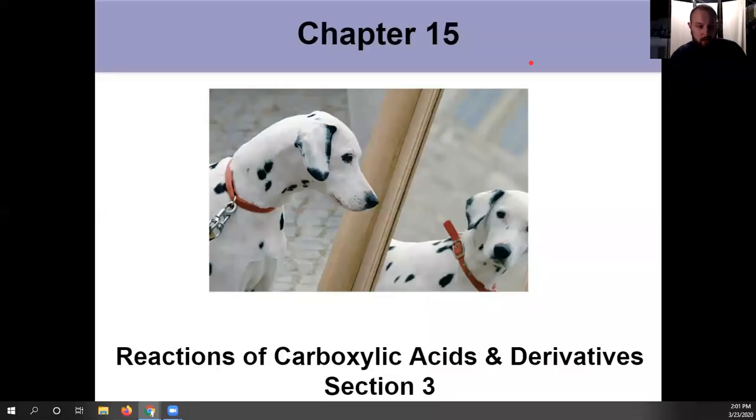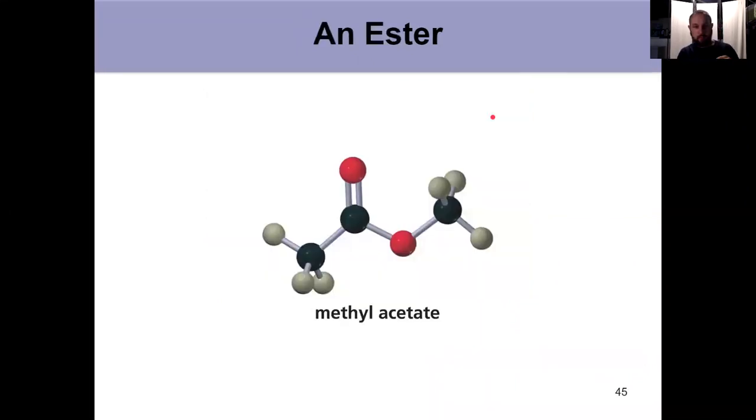Okay, we're back now with a discussion of section 3 from chapter 15, and in this mini lesson we're going to talk about esters. Here we see methyl acetate. You recall from nomenclature, right? That's clearly an ester, and esters will not form acyl chlorides. Okay, so I can't take an ester and make an acyl chloride.